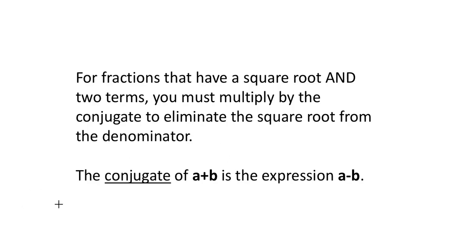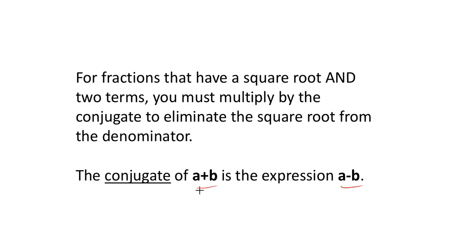All right, for fractions that have a square root and two terms, we haven't seen a problem like this yet. If you have a fraction with a square root and two terms in the denominator, it's a different situation. If you have two terms in the numerator, it's not a big deal. If you have two terms in the denominator with a square root, either one or two square roots, you have to take a different approach to this kind of problem. It's more difficult to rationalize. What you have to do is multiply by the conjugate to eliminate the square root from the denominator. The conjugate of a plus b is the expression a minus b.